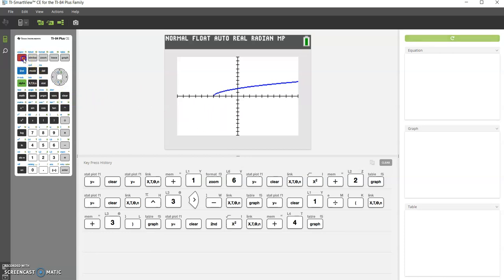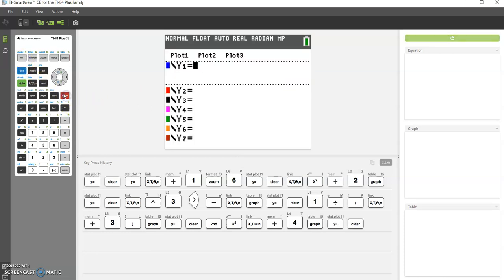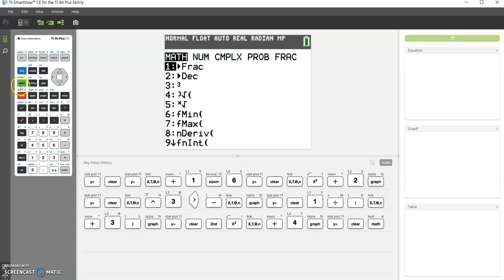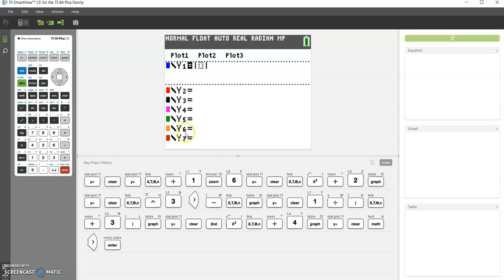So I will go back to y equals, clear that out. Absolute value is somewhat hidden. You're going to go to math. Math is right underneath your green alpha key. Use your right arrow key and arrow over to num. The very first one is ABS. That's absolute value. Then hit enter. That automatically creates absolute value bars for you. And then you type in x plus 4.